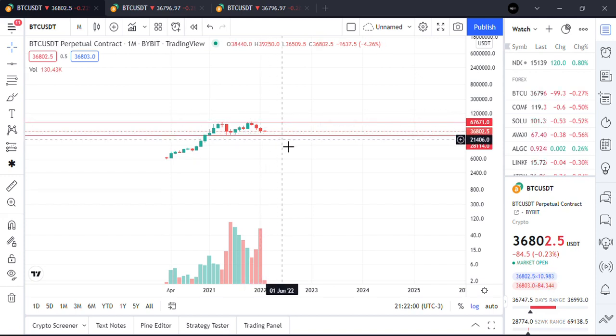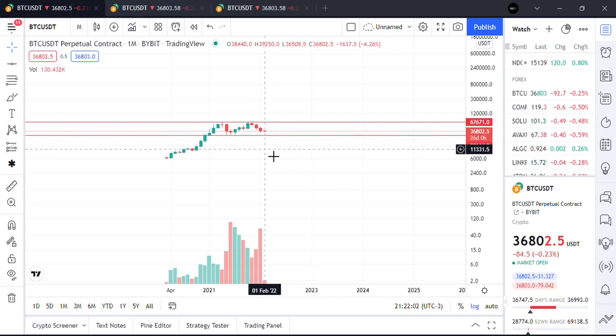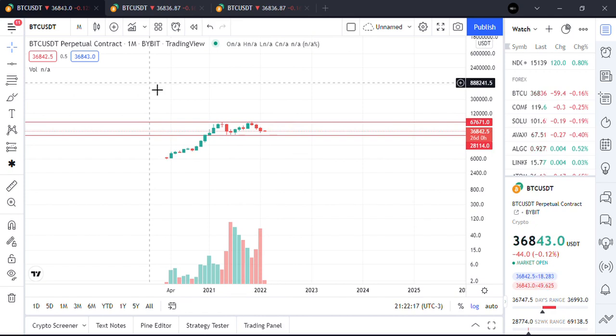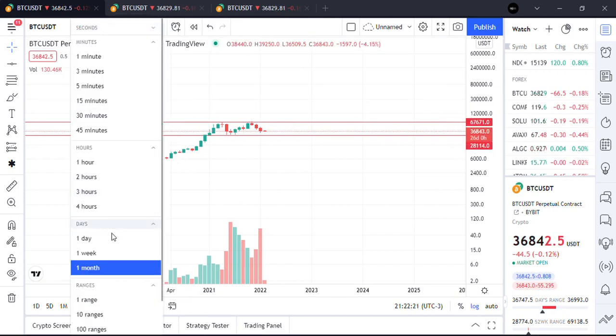So remember, support is a line drawn beneath, that when price touches it, price tends to bounce off it, while resistance is a line drawn at the top, that when price touches it, price tends to bounce downwards or retest or go down. Now we're done with the monthly. You can go down to the weekly.